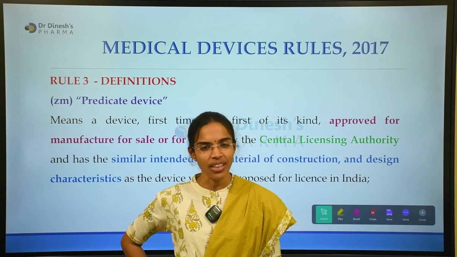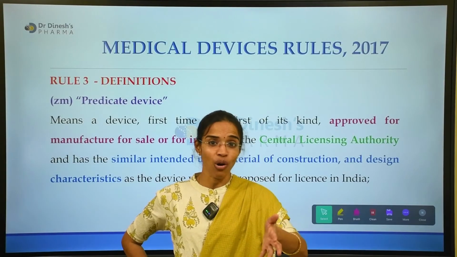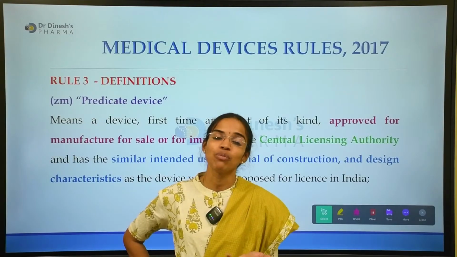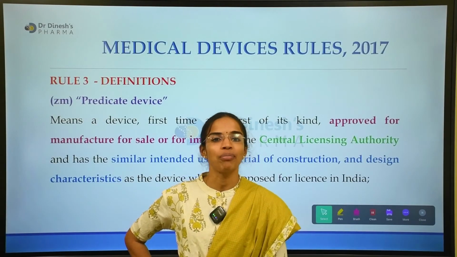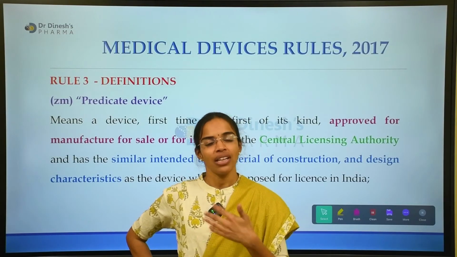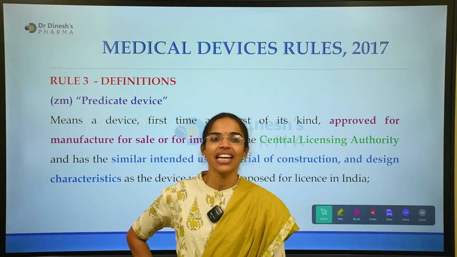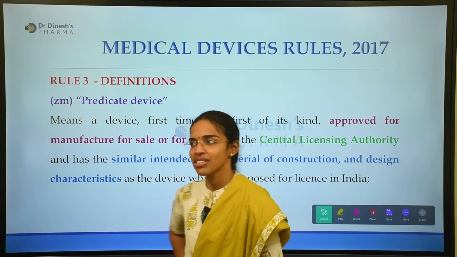It is similar to an innovator's device. We can simply correlate it with an innovator product and a generic product. The same is the difference with a predicate device. A predicate device is the device which is first of its kind.